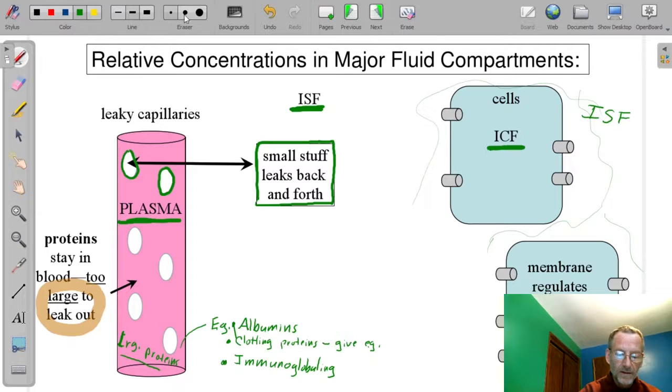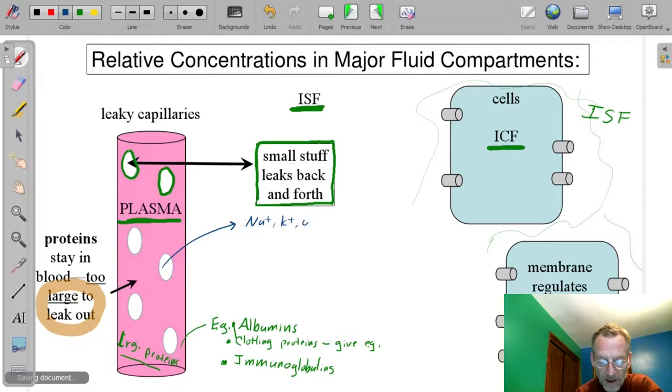Oops, globulins. And there are lots of others, but just to review. Okay, so that all stays in the plasma, in the blood vessels normally, because it's too large to leak out through these holes. But all the small stuff can leak out, such as sodium, potassium, other ions, all that you can list.